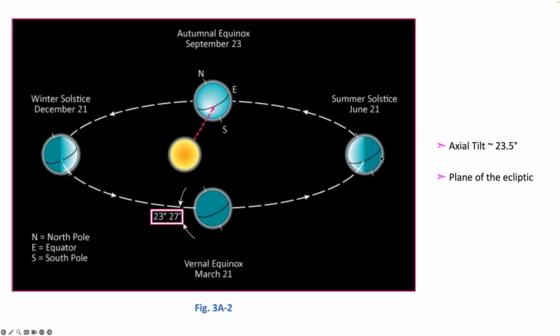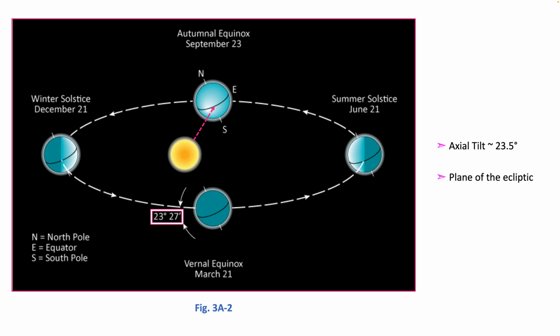So what you can see now is that as we go through the course of the year, the northern and southern hemispheres basically alternate from being tilted toward to being tilted away from the sun. And in between, we have our equinoxes, when the axis is tilted neither toward nor away from the sun, it's just oblique to the sun.